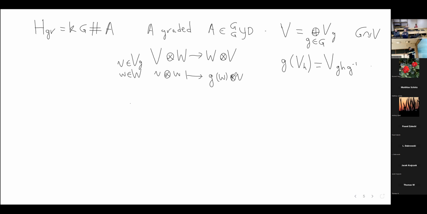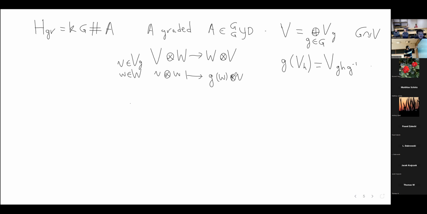I can still say that V tensor W is isomorphic to W tensor V. In the general case, it's not symmetric. If I go from V tensor W to W tensor V to V tensor W again, I don't get the identity. That complicates things.